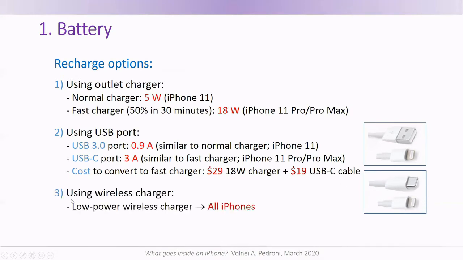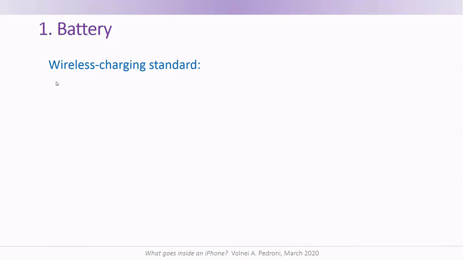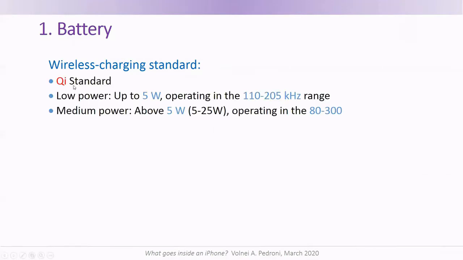Finally, the third option is by using the wireless charger, which is available in all recent iPhones. All of them are the low power version. Talking about wireless charging, the standard is called the Qi standard. It considers low power up to 5 watts. In that case, it should transfer energy using this range between 110 and 205 kilohertz, and medium power above 5 watts. Most chargers fall in this range here, 5 to 25 watts. And then it has a larger range to operate between 80 and 300 kilohertz.